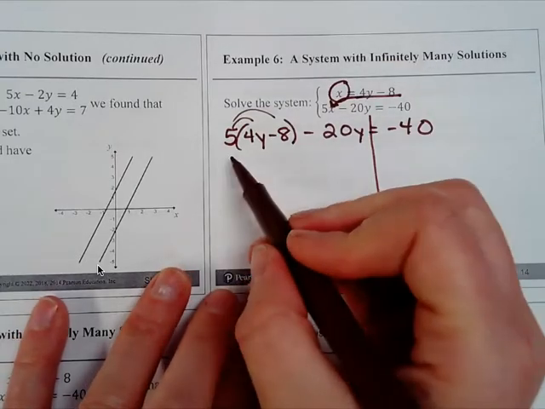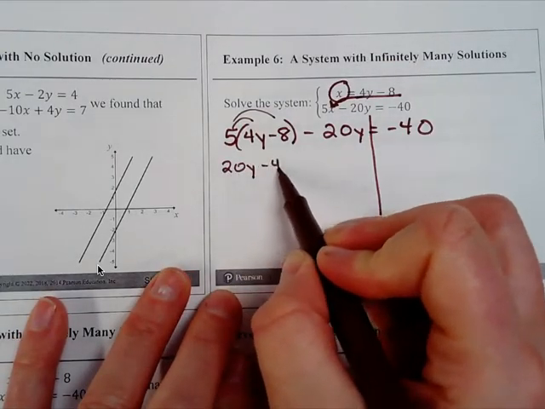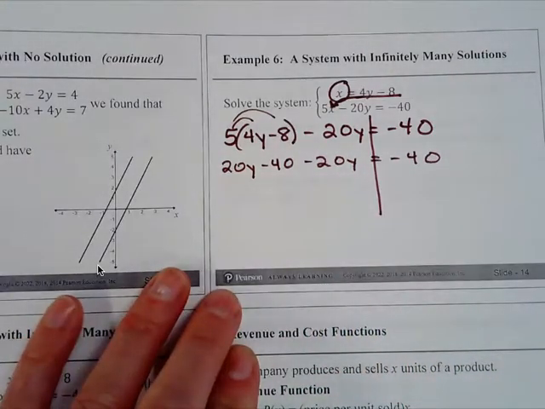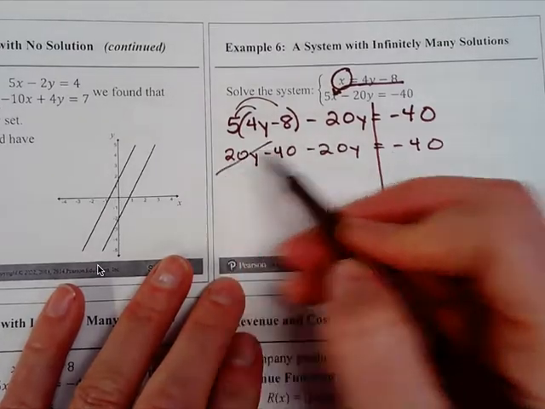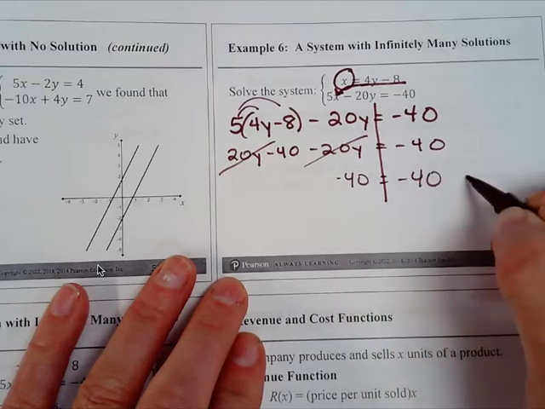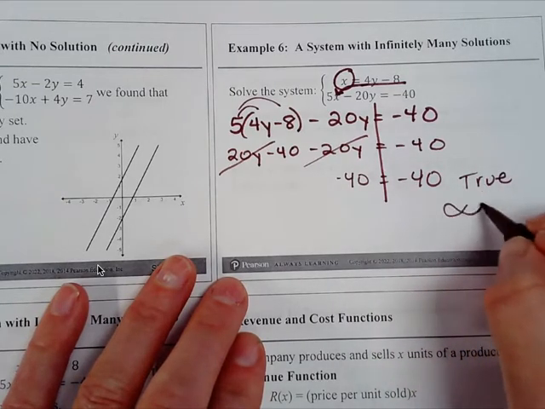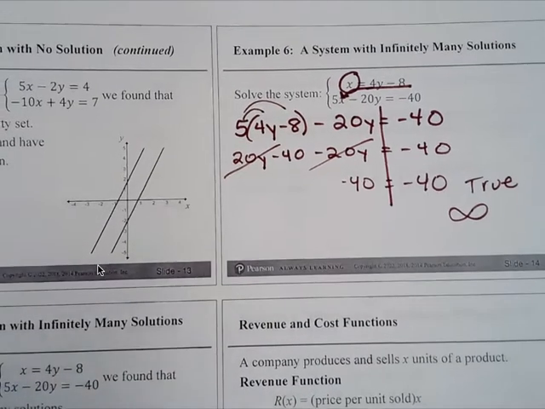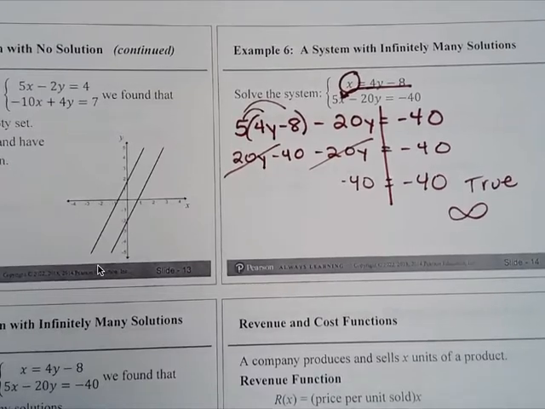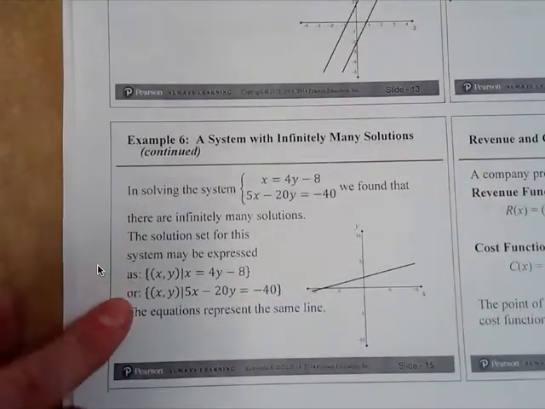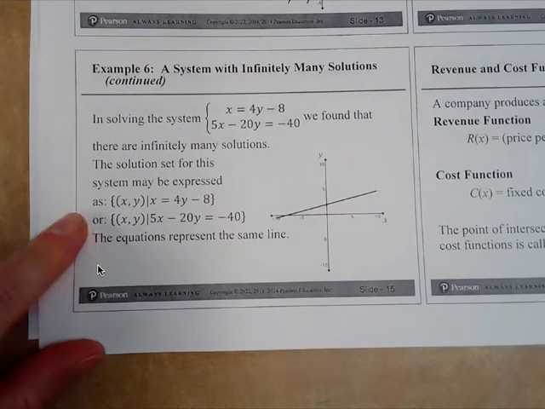So distribute. Yeah, the 20y's cancel. We just have negative 40 equal negative 40. That is true. So that means infinitely many. Same line. Okay, so this shows how they would be if they were graphed.